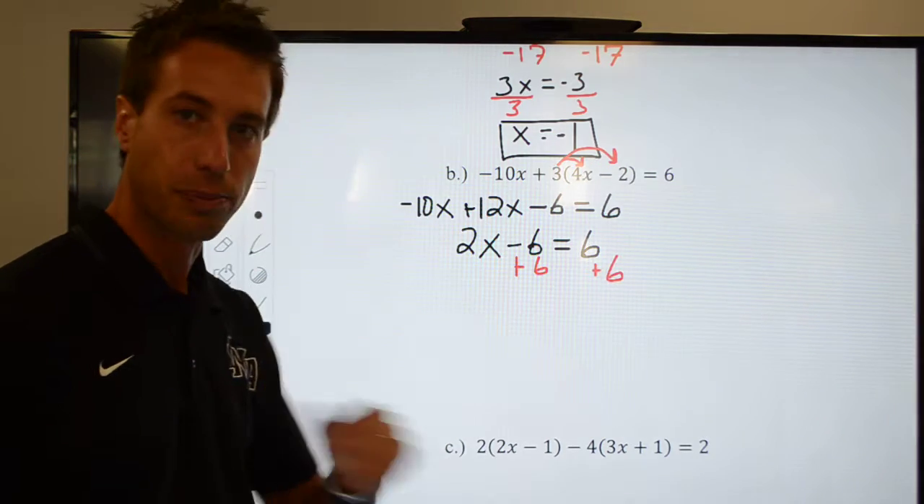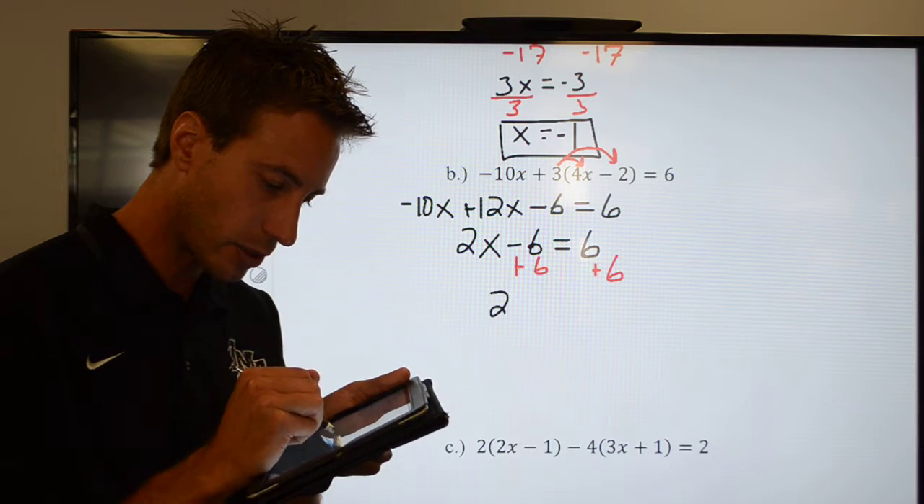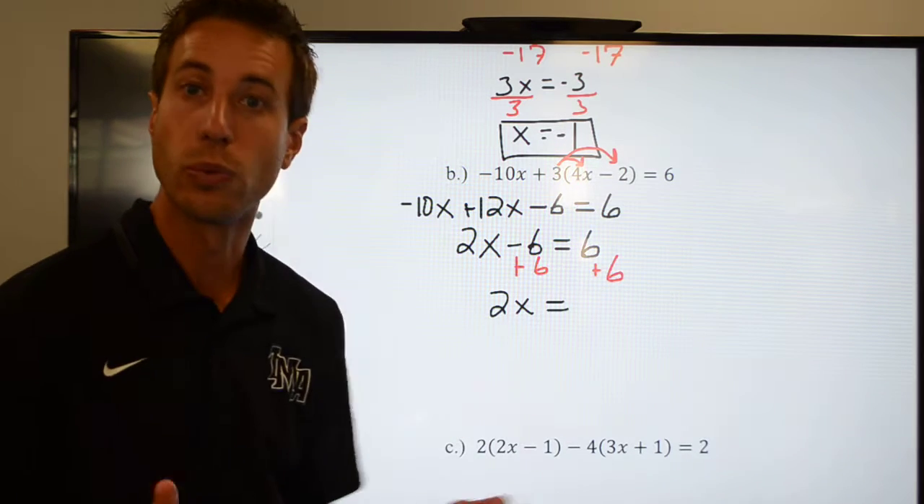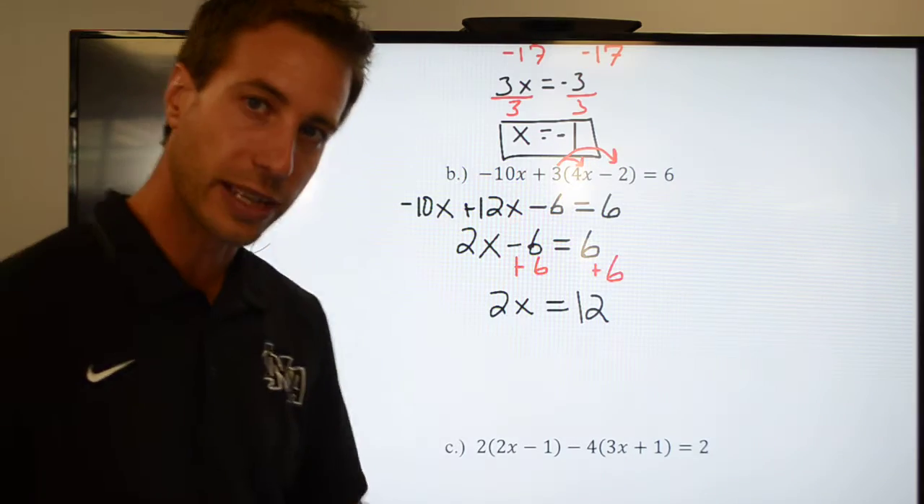A -6 and a +6 effectively cancel each other out, leaving me with just a 2x over here. And on the other side, 6 plus 6, we get 12. Almost there. We're really close.